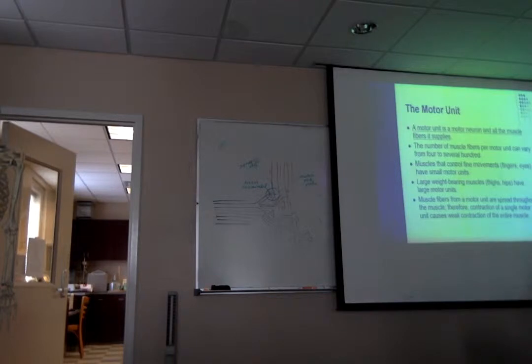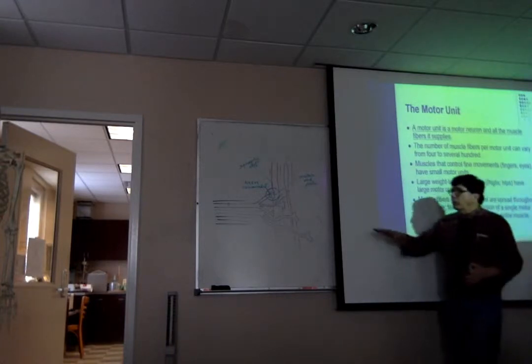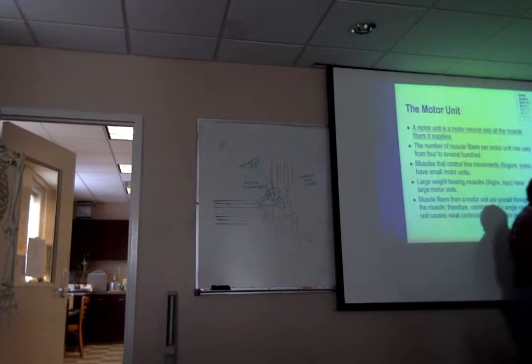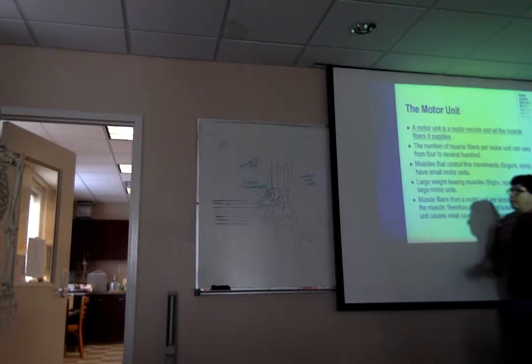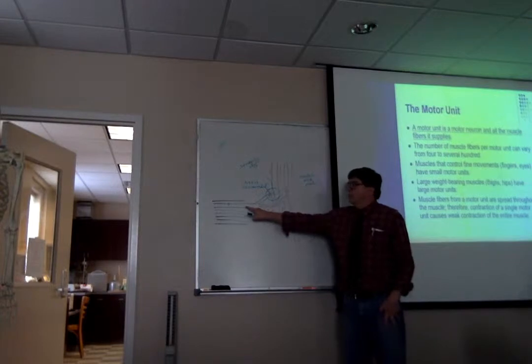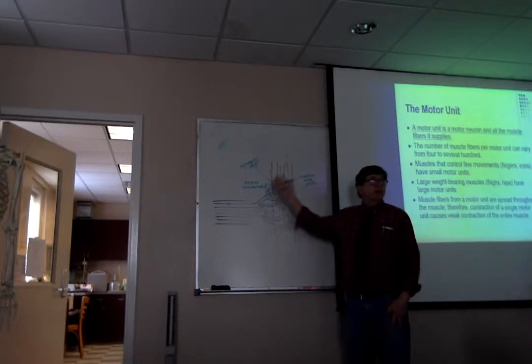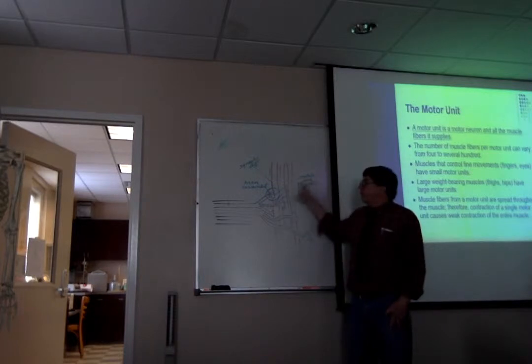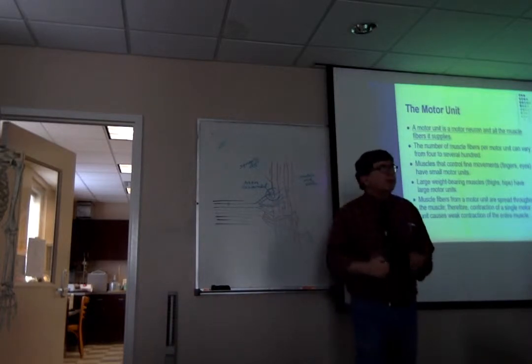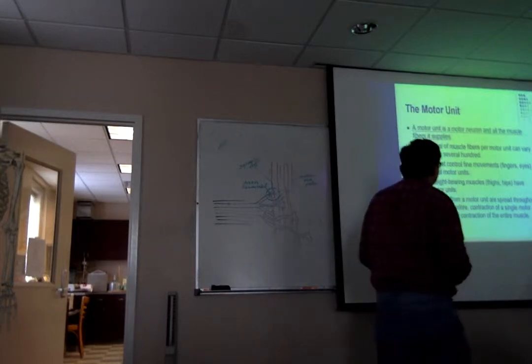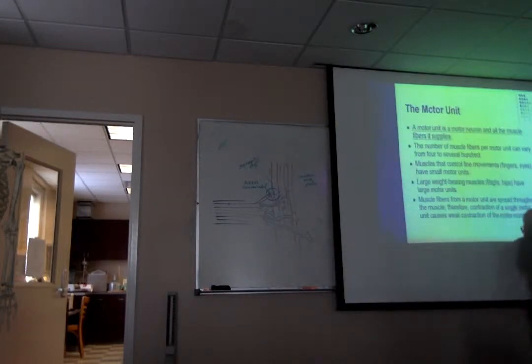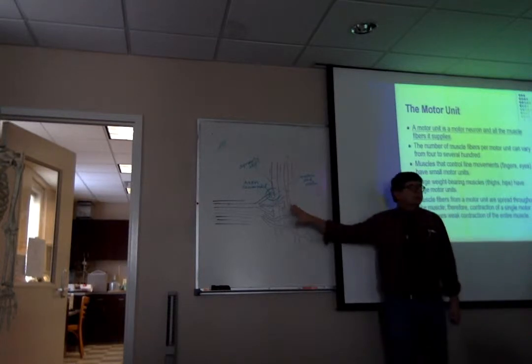So these large weight-bearing muscles provide bulk movement. Smaller muscles, which are capable of precision control, have much smaller motor units. Now, the muscle fibers from an individual motor unit, let's say with this axon here, are not going to provide innervation to 3 fibers on the surface. The fibers that are innervated by a motor unit are spread throughout the muscle. Okay. Contraction of a single motor unit is going to cause weak contraction of the entire muscle.